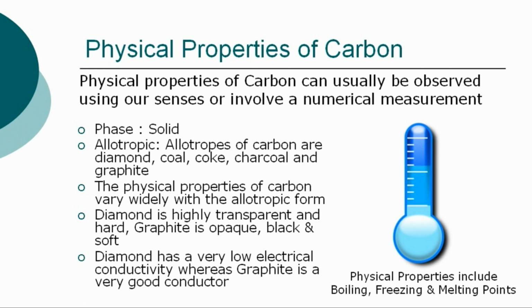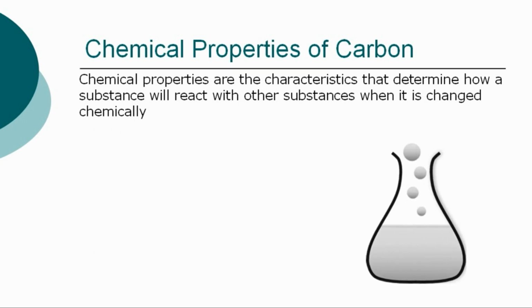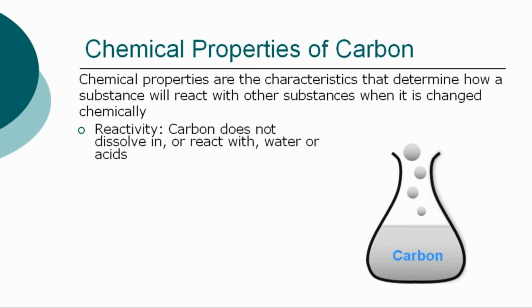Diamond is highly transparent and hard. Graphite is opaque, black, and soft. Diamond has a very low electrical conductivity, whereas graphite is a very good conductor. The chemical properties are the characteristics that determine how carbon will react with other substances when it is changed chemically. The chemical property of carbon is reactivity. Carbon does not dissolve in or react with water or acids.